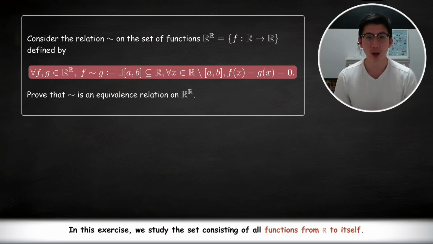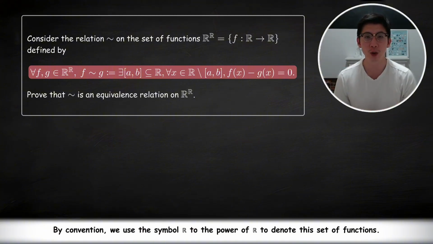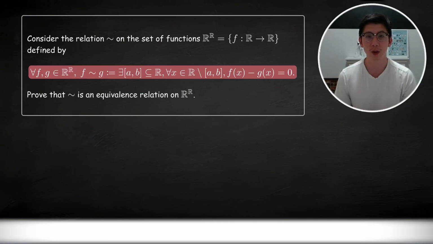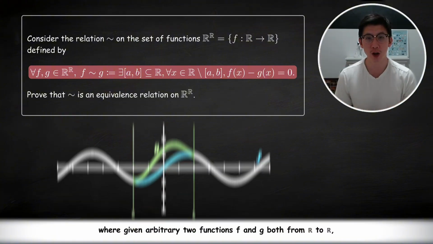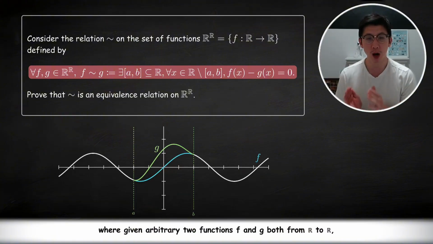In this exercise, we study the set consisting of all functions from R to itself. By convention, we use the symbol R to the power of R to denote this set of functions. Now, we define a binary relation on this set of functions. We're given two arbitrary functions, f and g, both from R to R.